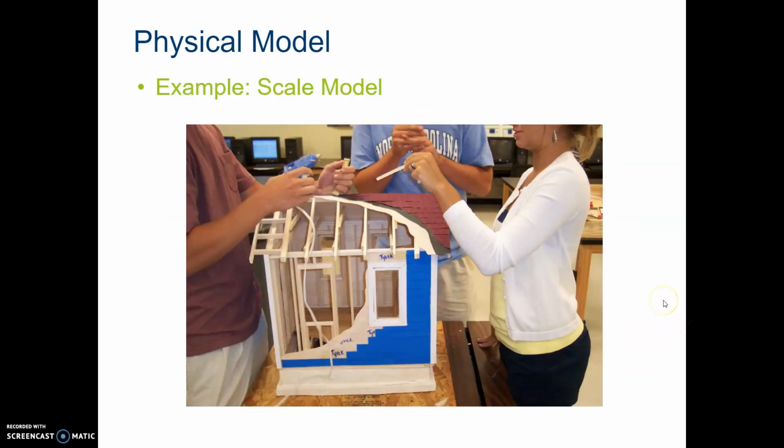Okay, so here's an example of a physical model. This is a scale model of a house. This is probably from one of the architecture classes that PLTW offers. And so you can see the different layers of the house built in here. And obviously it's not the size of a real house, but I bet mathematically we could figure out how big the real house would be based upon this model.